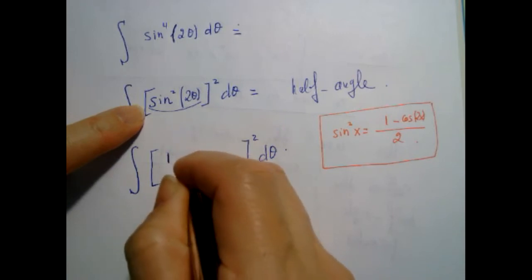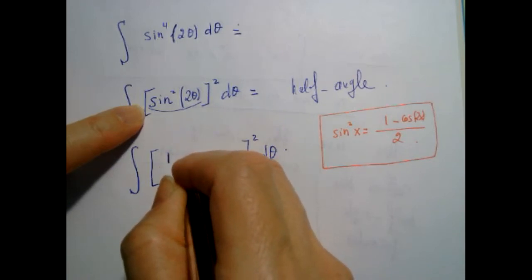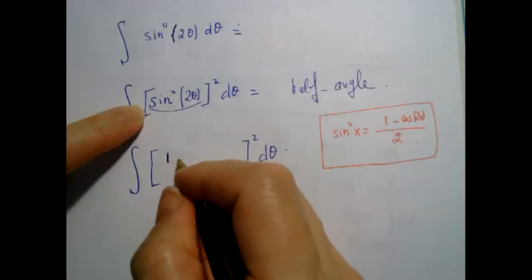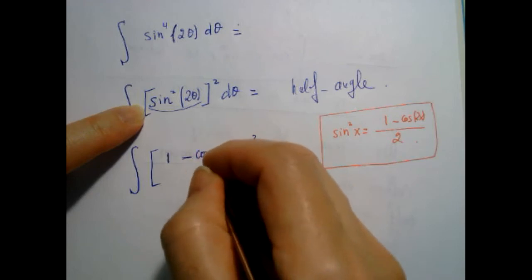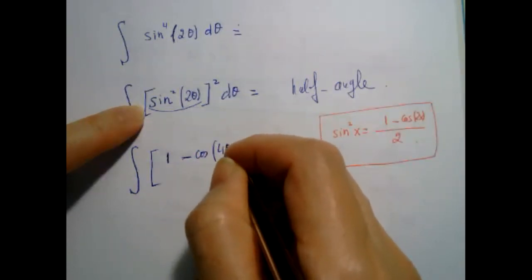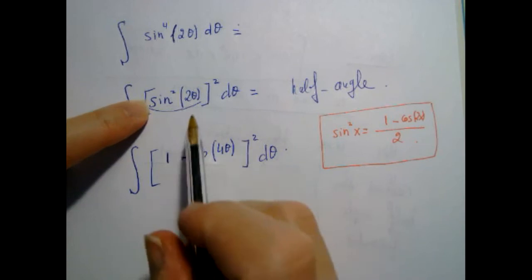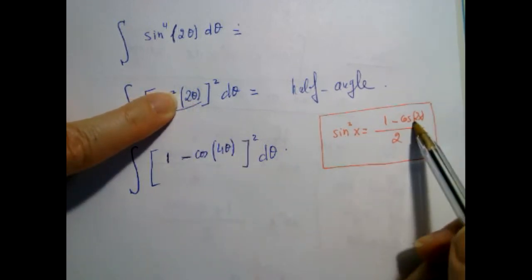Would it be 1 minus the cosine of 4x? Go ahead, tell me what to write. Minus the cosine, exactly, of 4 theta. Of course. Whatever the angle here, this is twice that angle.